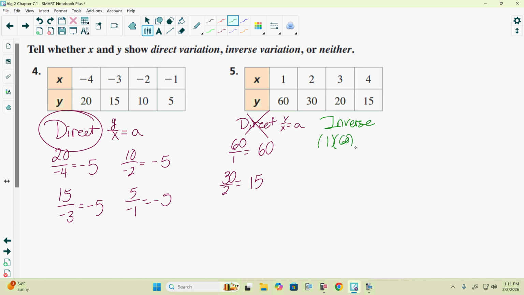1 times 60 is 60. 2 times 30 is, well, 60. 3 times 20 is 60, and 4 times 15 is 60, telling us these are inverses. They're inverses of each other. Questions on this here?